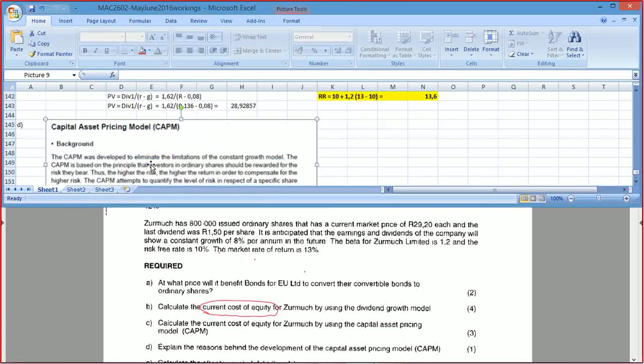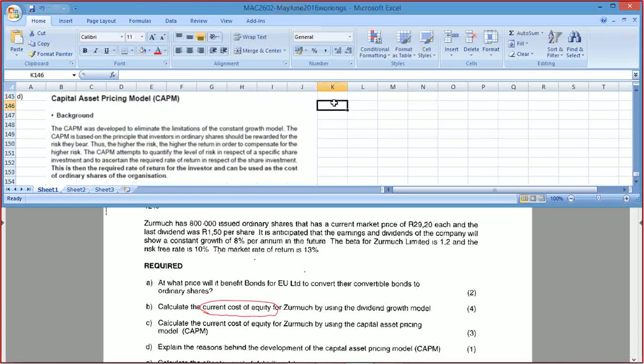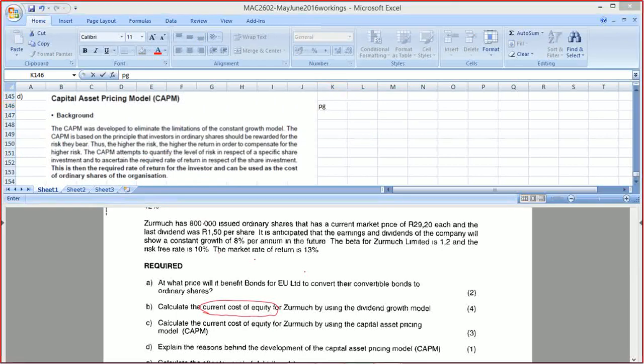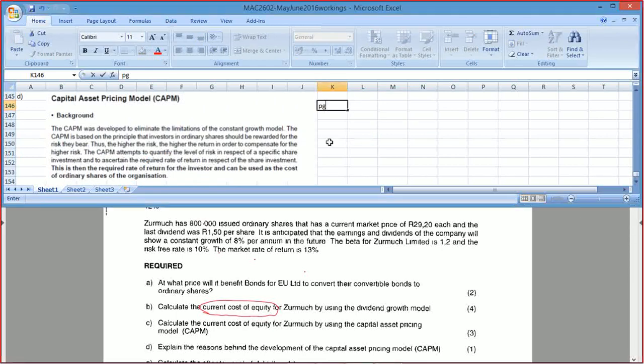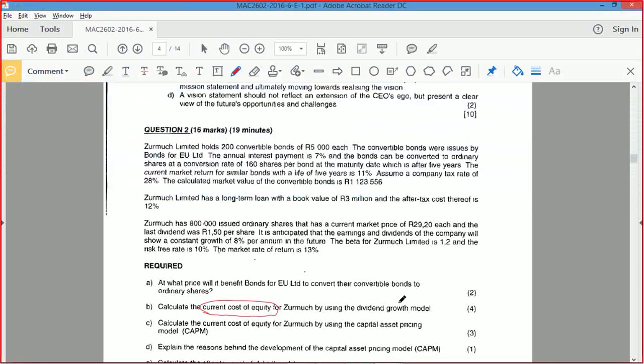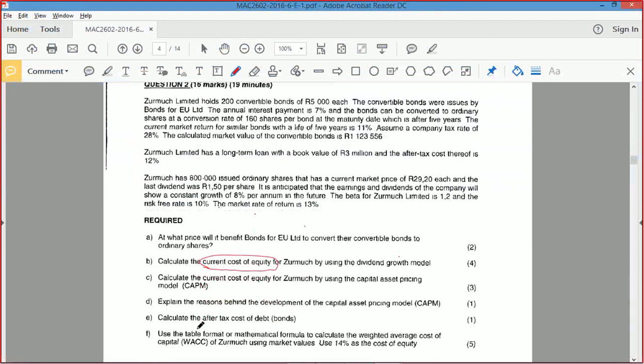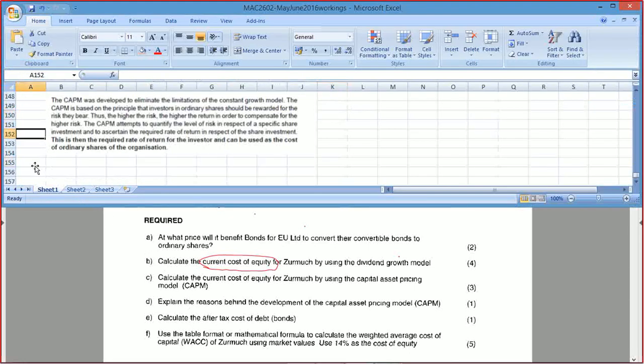Here it is. Okay, page 200. Right, that's the cap M, that's the background. Calculate the after-tax cost of debt. Okay, after-tax cost of debt.